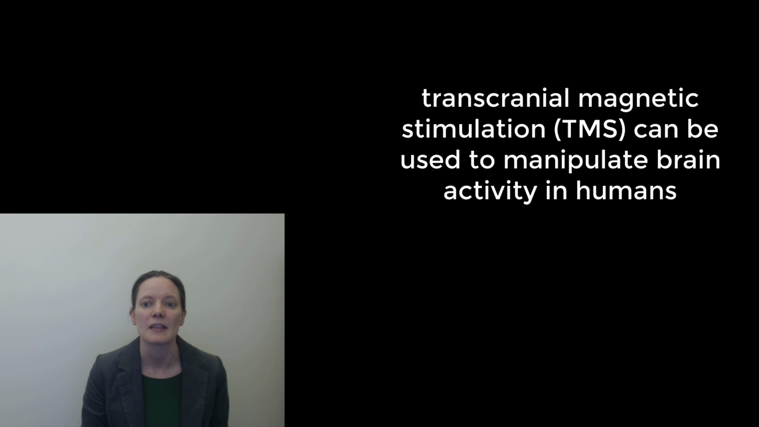While most of these techniques can only be used in animal subjects, there is at least one technique that can be used to manipulate neural activity in healthy human volunteers and observe the effect on behavior and activity in other regions of the brain. This is called transcranial magnetic stimulation, and it's a non-invasive method that uses an external coil to generate a changing magnetic field, which will then induce electrical currents in brain tissue.